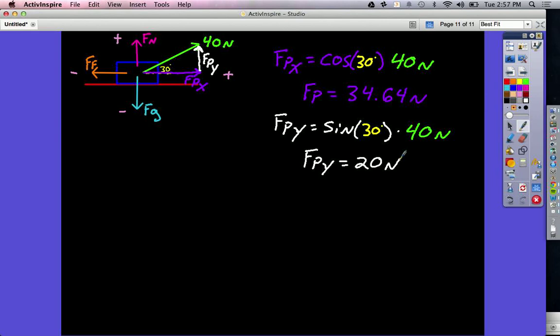Now we can go to adding up all the things that go left and right and all the stuff that goes up and down. We'll do left and right first. So our forces that pull to the right, that is just force of pull in the X direction. And our forces that pull on the left is just force of friction, so that's minus force of friction. And all that is going to add up to be 0. So we know that they have to equal each other. So force of pull in the X equals force of friction. And since we did the previous step, we know the force of pull in the X direction right here is 34.64. So we know that the force of friction is 34.64 newtons.